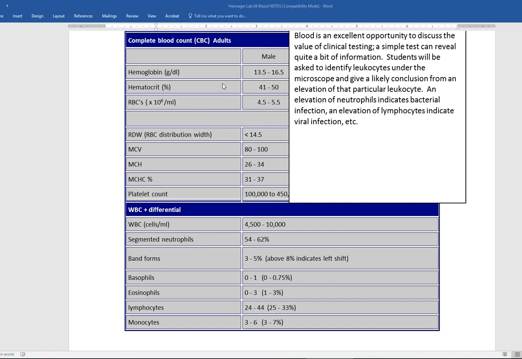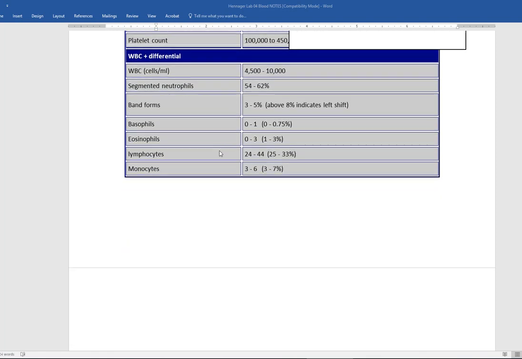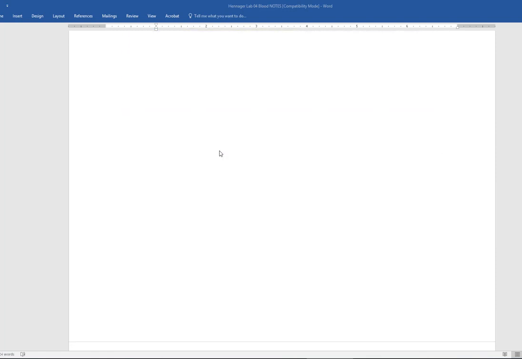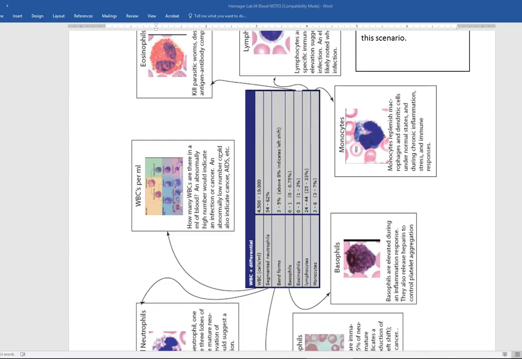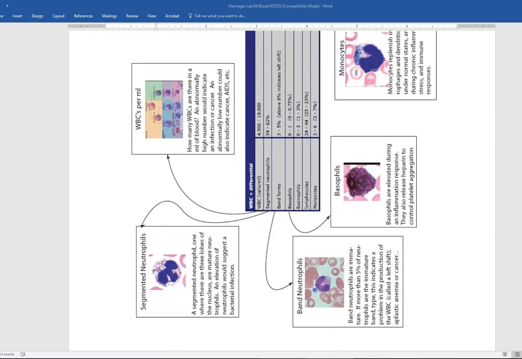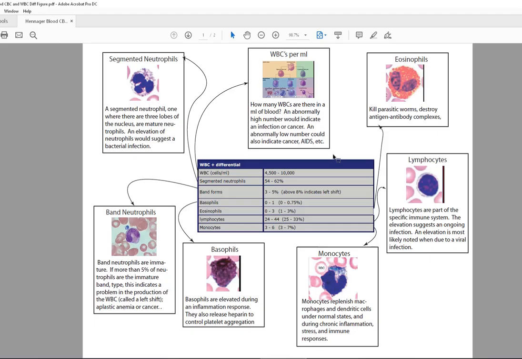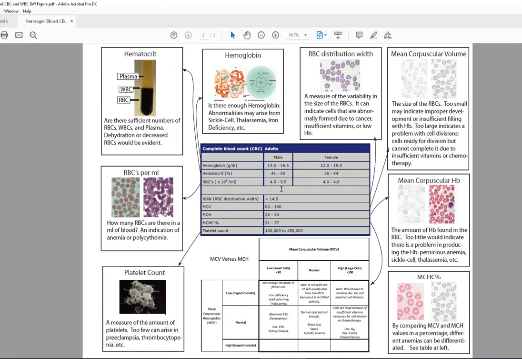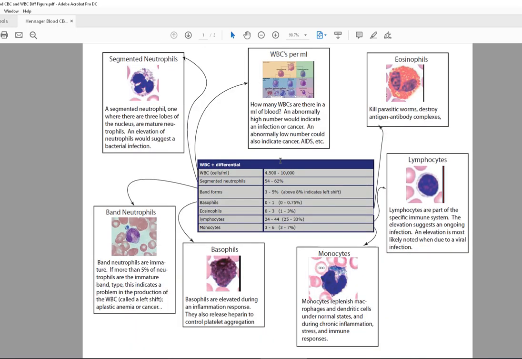So I like this figure, but I decided to turn it into an infographic. It's going to show up because this is normally a printed lab. It's going to show up horizontal. So I'm just going to come back here and look at this figure that I made. So basically I took those two components and I wanted to explain the different things in the white blood cell differential and then also in the complete blood counts.